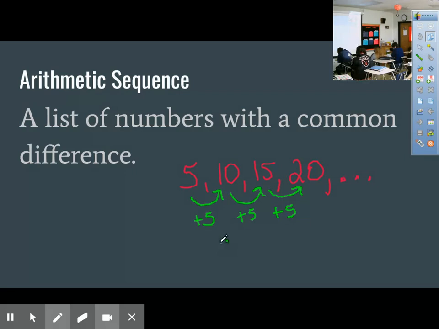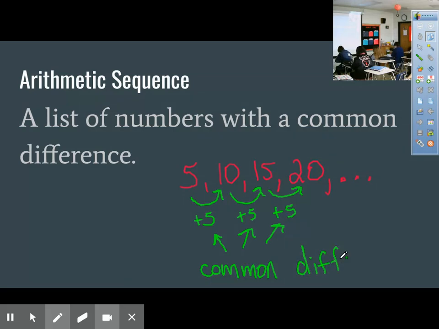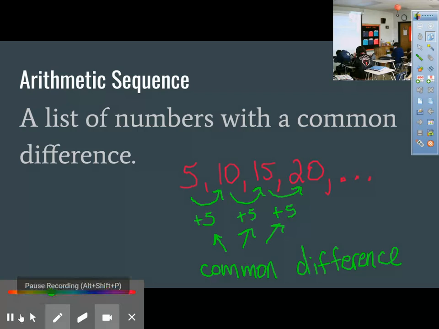Okay? This here is your common difference. The plus 5, notice they're all the same. So that's why it's common, because they're all the same. And difference, it's the difference between the two numbers. If I were to subtract 10 minus 5, I would get 5. 15 minus 10 is 5. 20 minus 15 is 5. So they have a common difference. You're adding the same number each time, or subtracting the same number each time.